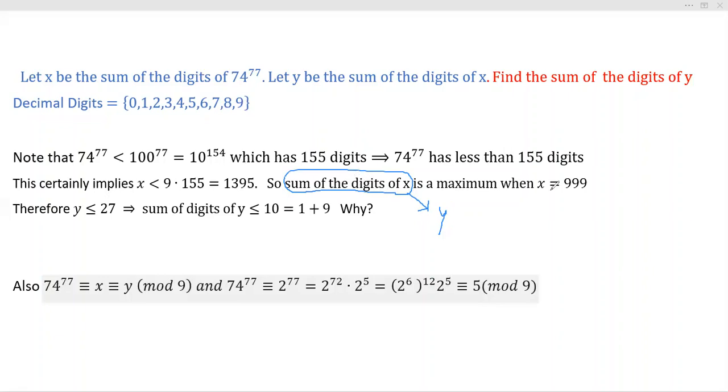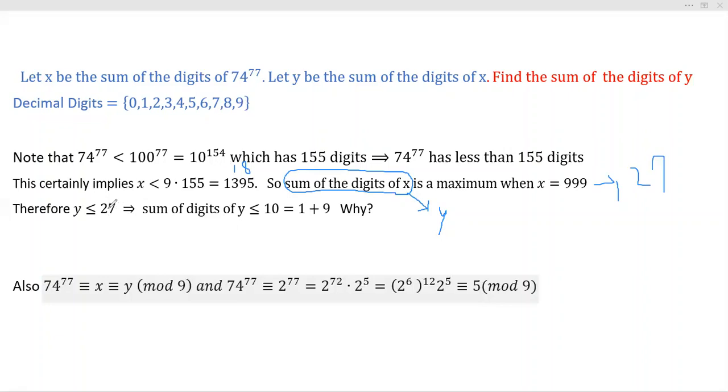Now it's at a maximum when x is equal to 999. Notice that for a number like 1395, the sum of the digits would just be 18: 9 plus 5 plus 3 plus 1. The sum of the digits of this number, 1 plus 3 plus 9 plus 5, is 18. It's interesting that a smaller number has a larger sum of the digits. The sum of the digits of 999 is 9 plus 9 plus 9, which is 27. And so that's why we could write this down right here.